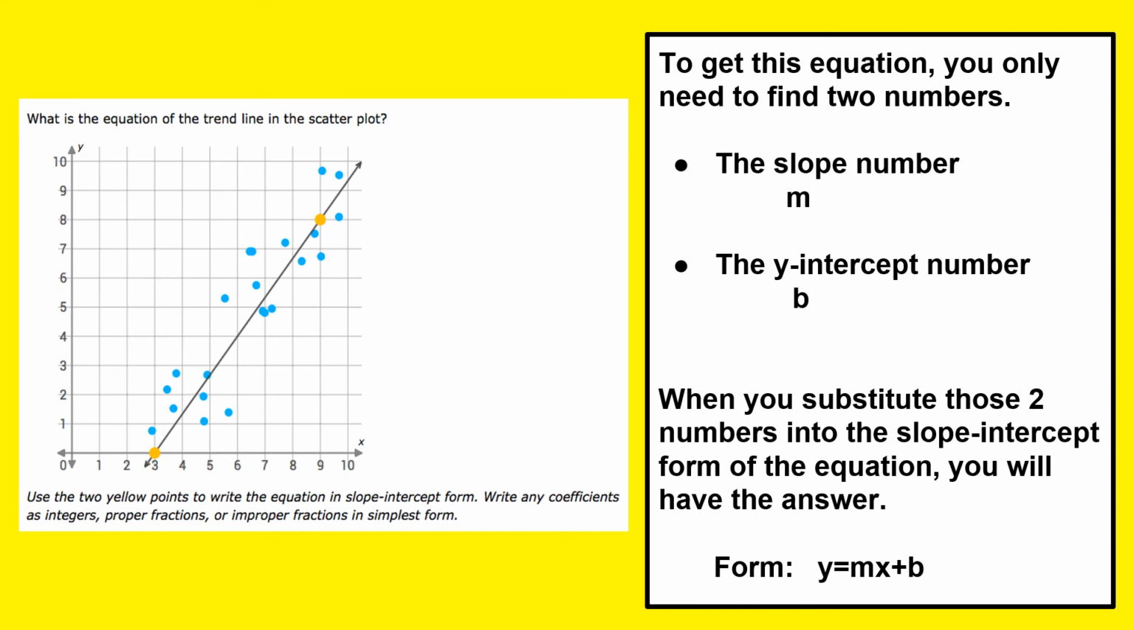What is the equation of the trend line in this scatter plot? To get this equation, you only need to find two numbers, the slope and the y-intercept. When you substitute these two numbers into the slope-intercept form of the equation, you will have the answer, y equals mx plus b.